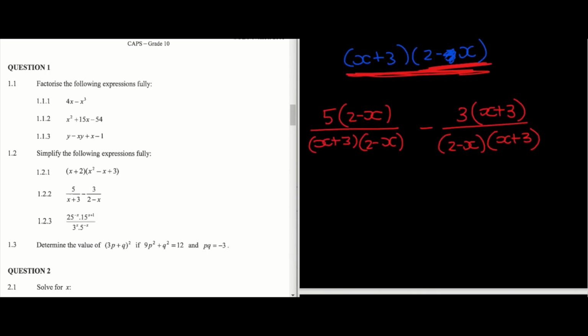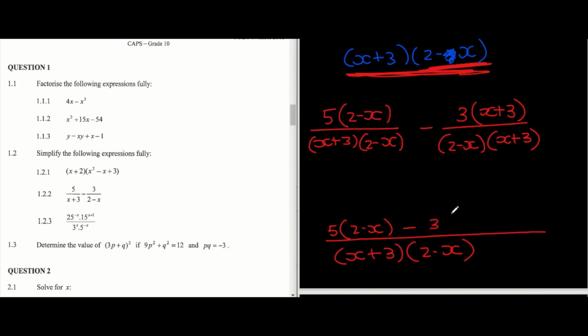So what I would say, leave the bottom for now, because we can now actually subtract these things. So if we put them all together in one, they've both got the same bottom expression. So we can say x plus 3, 2 minus x. That's for both of them, they have that. So if we then just work on the top part, we've got 5 times 2 minus x. And the other fraction, which we're just putting all together in one, is 3x plus 3.